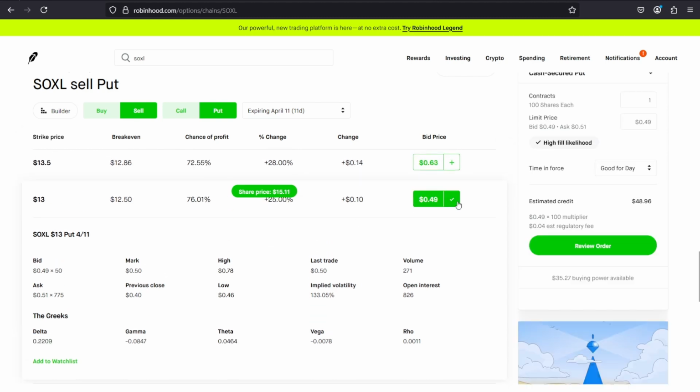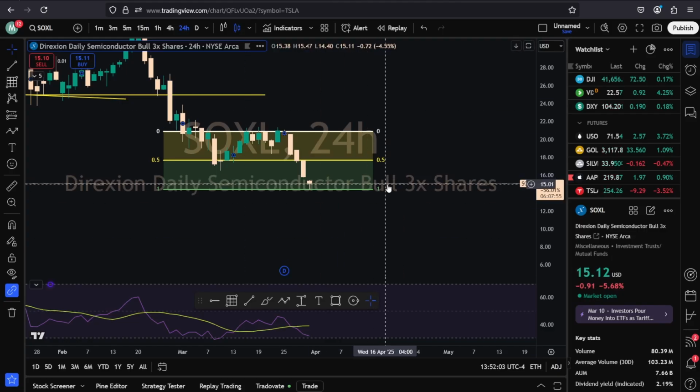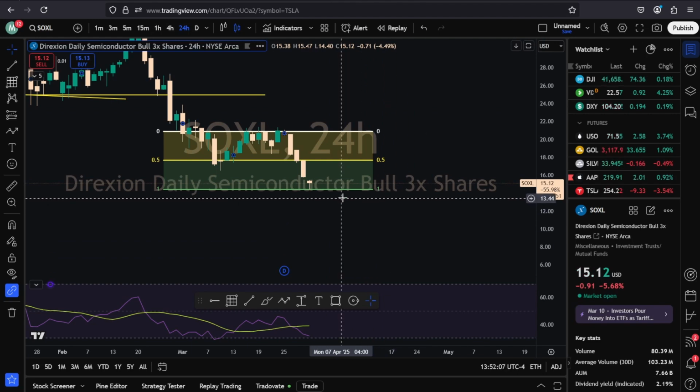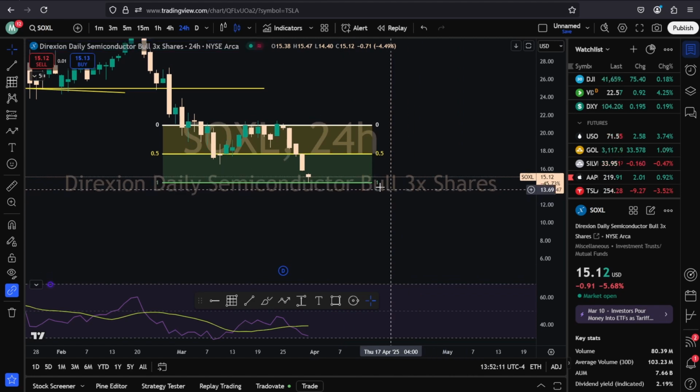We get $49 in premium. Let's say we have this expire worthless. We profit all 49 bucks. That $49 therefore contributes to 3 free shares of SOXL. We rinse and repeat that process until we either get assigned or we're at as many shares as we want.